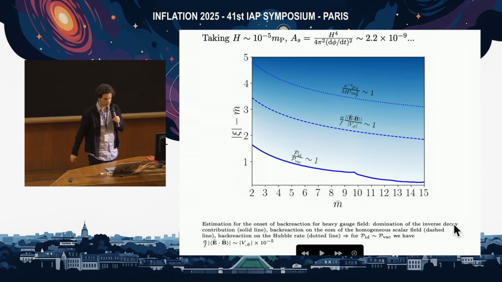So by doing so, we have plotted here for different values of the mass, and also this xi that you see here, which is responsible for the tachyonic enhancement of the gauge fields. You can see for different values here the values for which there is an onset of the moderate and strong back reaction at the level of the perturbations, which is the solid curve, also on the homogeneous evolution of the field, which is the dashed curve, and also the Hubble expansion rate, which is the dotted one. So now what we are doing is just dealing with the numerical simulation.